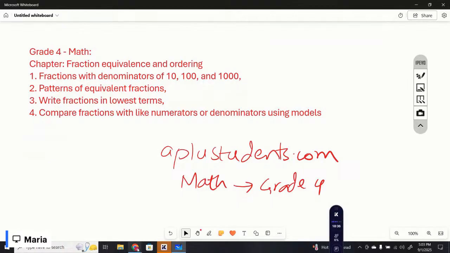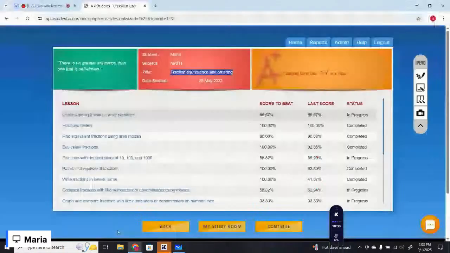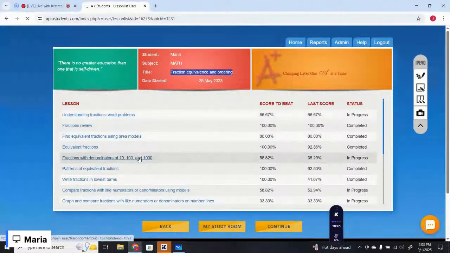So here I'm on grade 4 math. Chapter we're on right now is equivalence and ordering. Let's just start with the lesson fractions with denominator of 10, 100, and 1000.